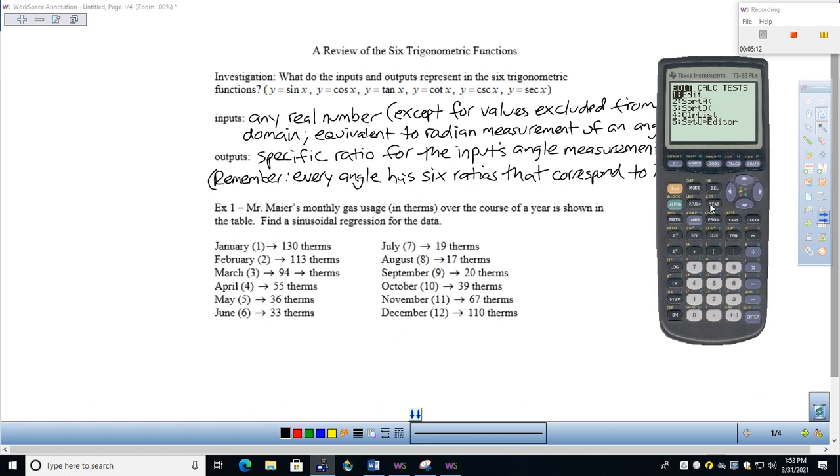And I'm going to go ahead and hit stat, of course, and we're going to enter the data in. So go ahead and hit stat and then enter. And it looks like just the 12 months there, so as quickly as you can, let's get that data in. I'll do the same, probably slower than you, but oh well.